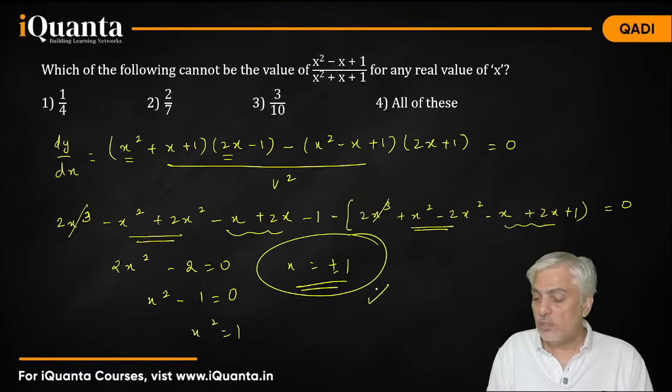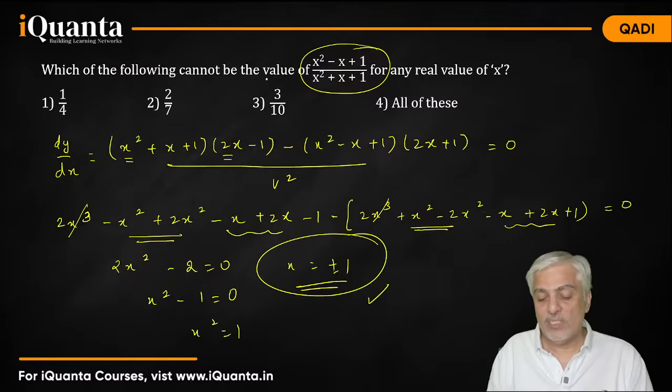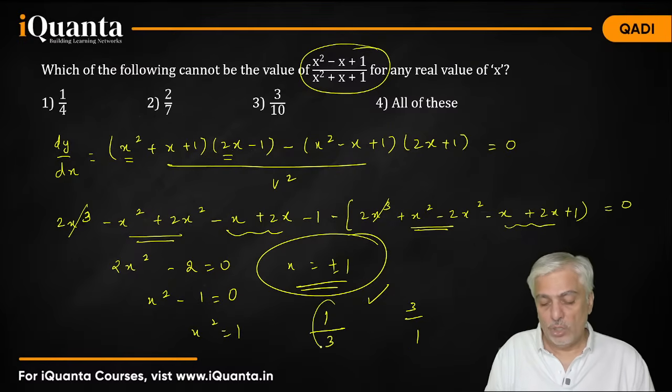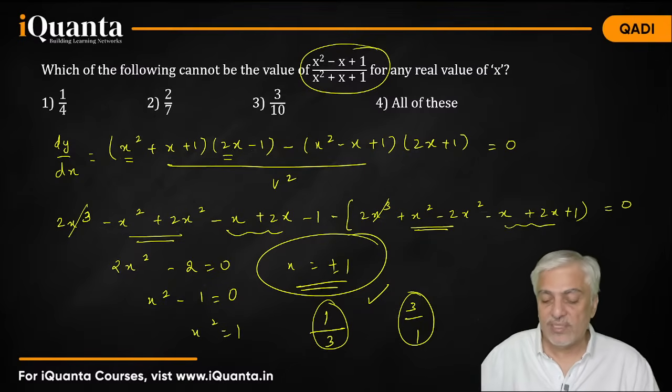Take these values and put it over here. When you put x as 1, 1 minus 1 is 0. So, numerator becomes 1 upon 1 plus 1 plus 1, 3, 1 upon 3. When you put x as minus 1, 1 plus 1 plus 1, so we get 3 upon 1. So, you get this range on the lower side, this range on the upper side, this range, and none of these values fit into that range, and that is why our answer is all of these.